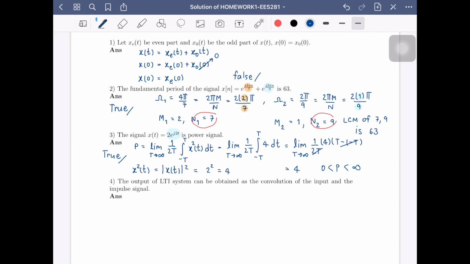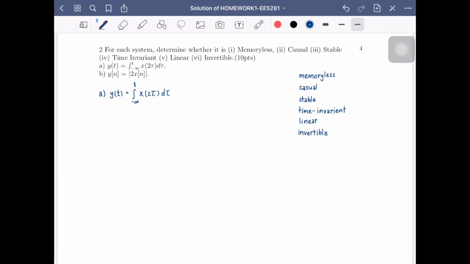The last one, the output of an LTI system can be obtained as the convolution of the input and the impulse signal, which is false, since we have the impulse response. For question number 2, we have to determine whether it is memoryless, causal, stable, time invariant, linear, and invertible or not.